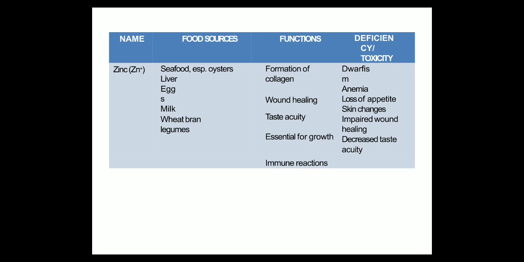Okay, let's see the deficiency or toxicities. Dwarfism. Let's see what is meant by dwarfism. In the next slide I will show the picture of dwarfism. Okay, it is a short stature that results from a genetic or medical condition. Okay, shortness of height we can say. Next is anemia. Next, loss of appetite, skin changes, impaired wound healing, and last, decreased taste acuity.